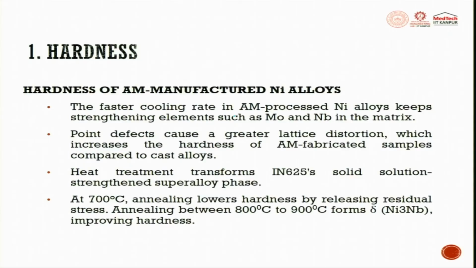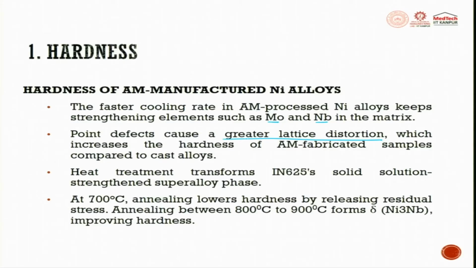The faster cooling rates in additive manufacturing processed nickel alloys keep strengthening elements such as molybdenum and niobium in the matrix. Faster cooling rate, almost like quenching. Point defects cause a great lattice distortion. There are point defects, line defects, area defects, volume defects, all these things.